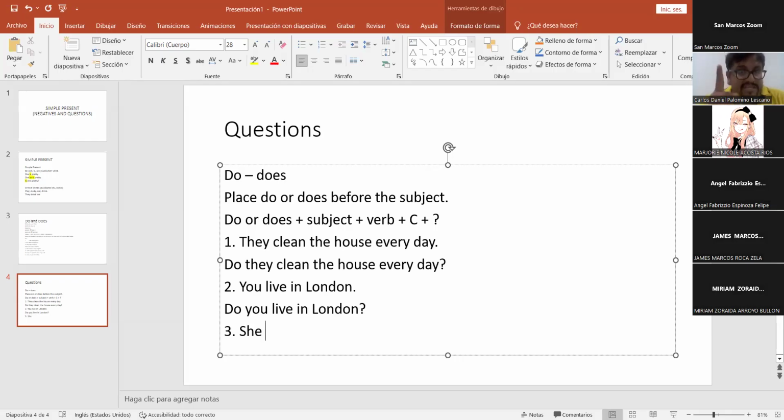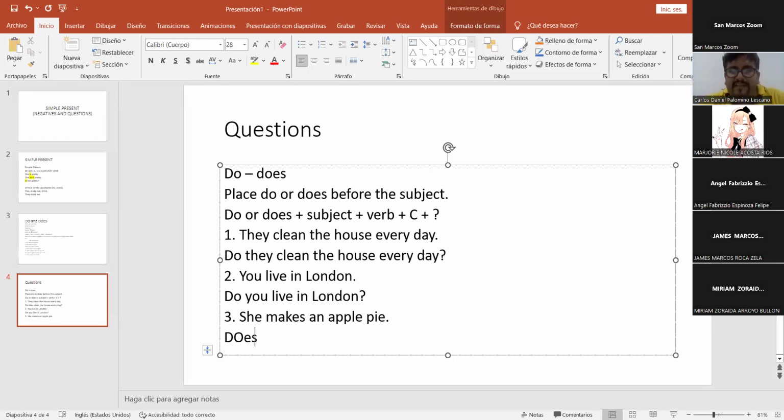She, pay attention. She makes an apple pie. Ella prepara un pie de manzana. ¿Cómo va a ser esa oración entonces? ¿Cómo sería la pregunta? Para she va a ser does. Does she, y dime Yulisa, ¿va a ser makes o forma va a ser make? Piensa bien, Yulisa. Make, ya te hice cuenta, ¿no? Does she make an apple pie? And the question mark.